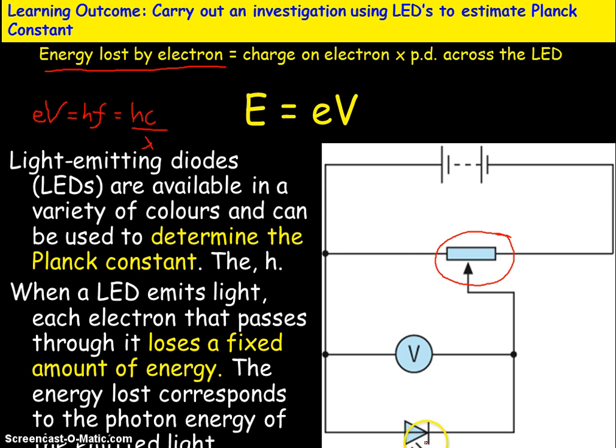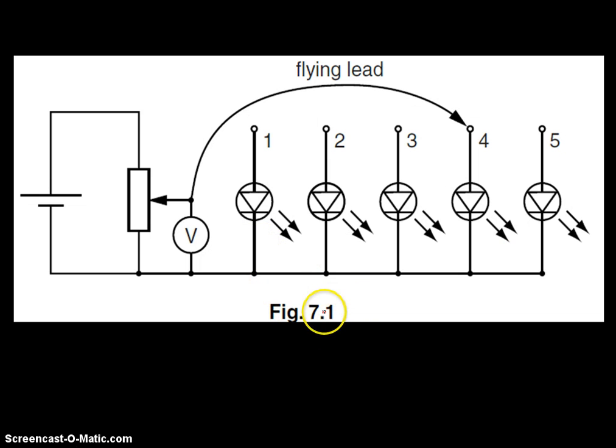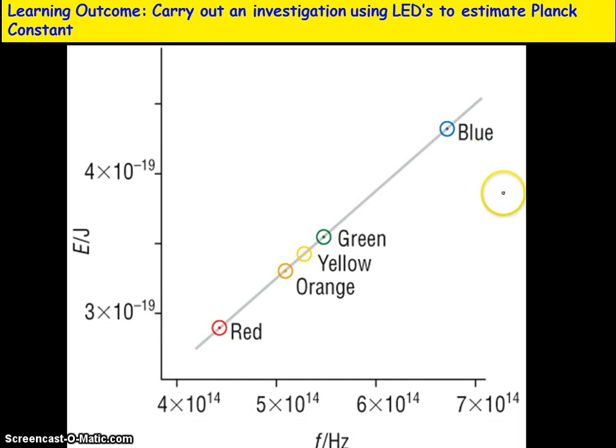We can then change the LED for a secondary one. So this is an example that was used in an exam question once, where we have our potential divider. They use this component called a flying lead, which is just a lead that you will only connect to one of the LEDs at any one time, but you need to do this for different LEDs. So when you do this, if you plot a graph of energy against frequency, if you think about the equations we've done already, the gradient of that, E divided by f, is going to be equal to Planck's constant. So for an energy frequency graph, like the one shown here, the gradient is equal to h, Planck's constant.